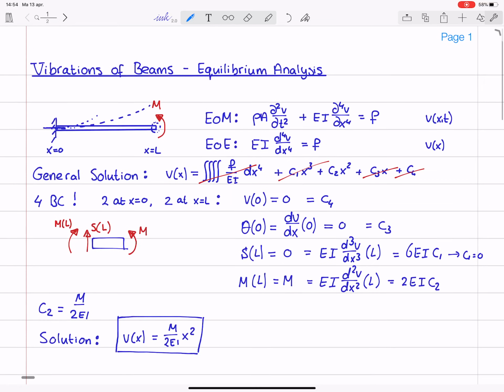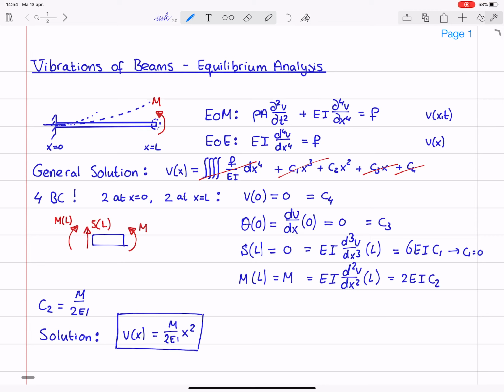Okay, so I don't think a lot of new stuff has been said in this lecture. Maybe if you didn't take any classes on mechanics before, it is new, but I hope that it is clear how to get from this equation of motion to the equation of equilibrium, and that we need 4 boundary conditions in these kind of problems. That will also be the case when we turn our attention to dynamics again. So that concludes this lecture.